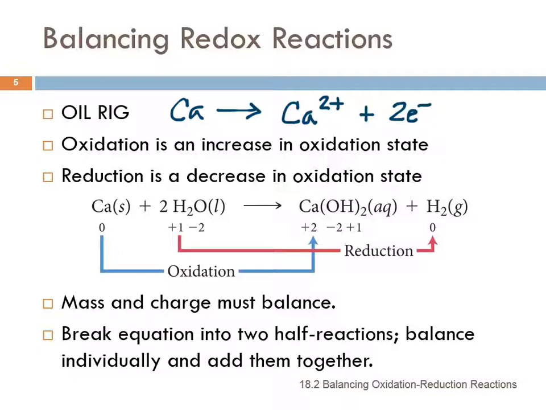And so what we do is called the half reaction method. So we take the equation and we break it into 2 half reactions. We balance those individually, and then we add them back together.